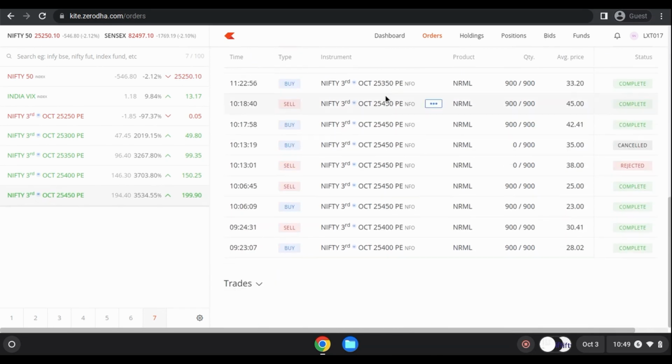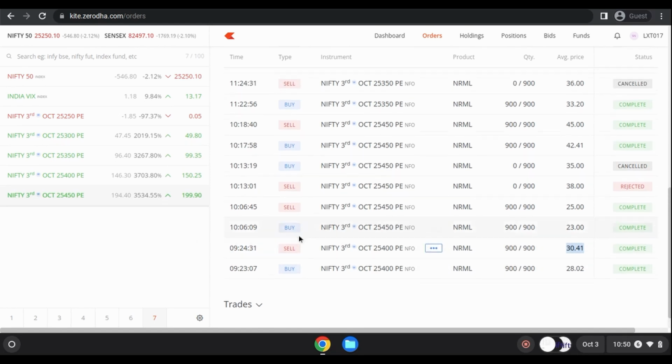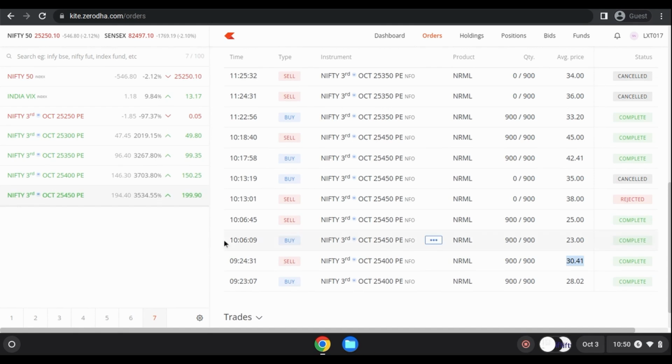Let's decode everything. I've already mentioned that I am working on my skill, that is scalping. Here, I've entered into a trade at 9:23 a.m. It's 25,400 put. I bought 900 quantity at 28 rupees, and exactly at 9:24 I've sold the same quantity at 30 rupees. It's almost 2 points we have captured.